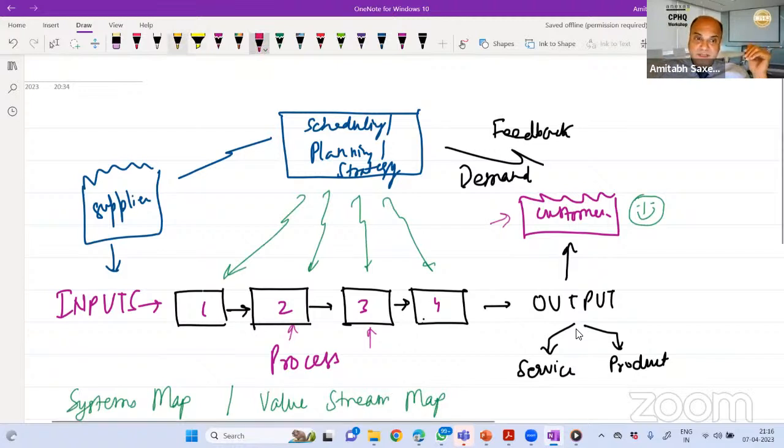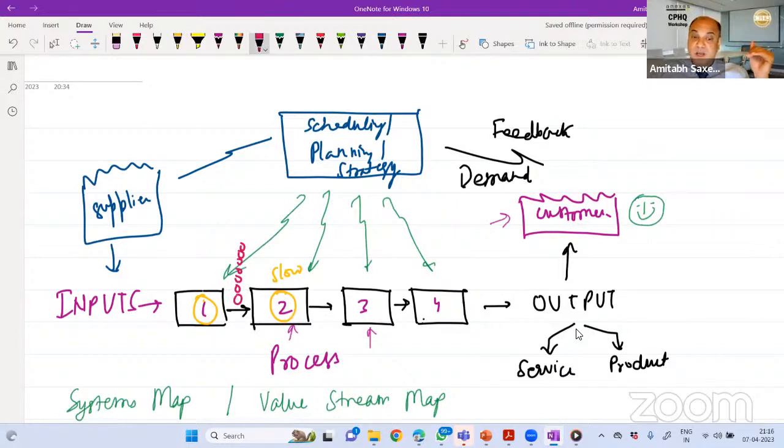If the speed of, say, process 1 is fast and number 2 is slow, what will happen? There would be a waiting line, a waiting queue developed because 2 is slow, 1 is fast. So every step should be of equal, we call it takt time. Everything should be balanced. So you have to design a process so that all the steps are balanced. Then there is no waiting time in between. See, waiting time is a waste.